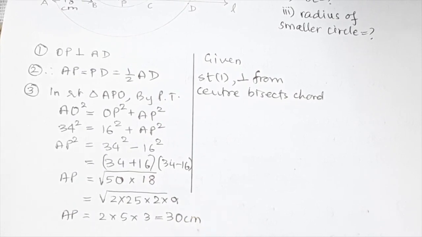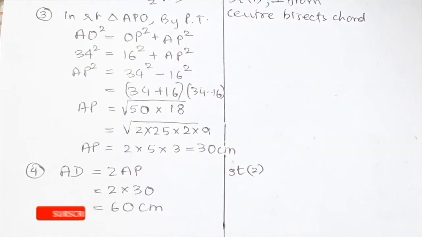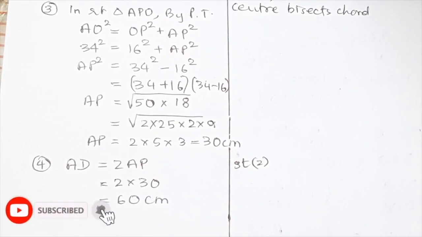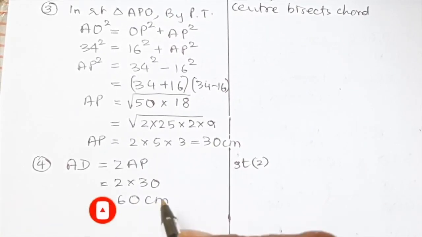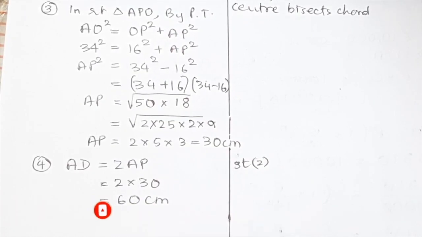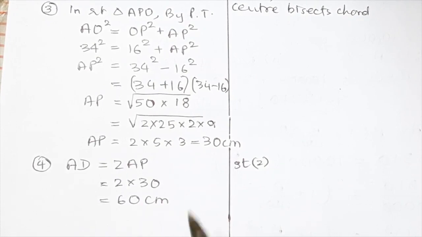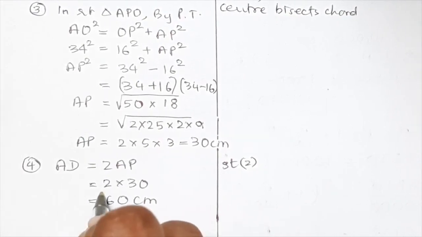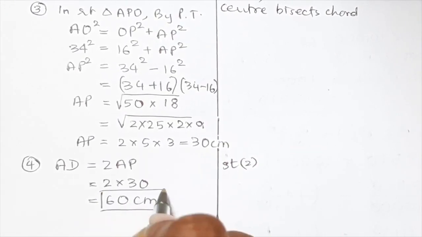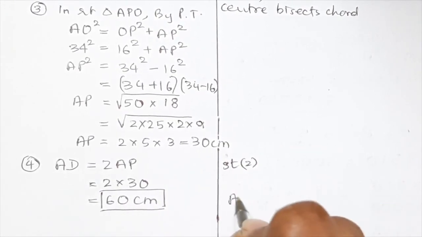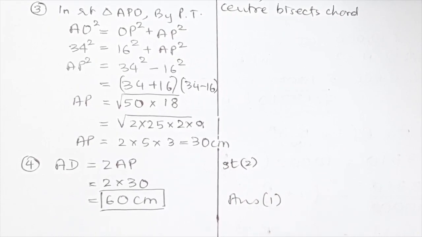Now we are asked to find AD. So you will say statement number 4. Your AD is going to be equal to twice AP. Statement number 2: AP is half AD, so AD becomes twice of that. So 2 into 30, which is equal to 60 centimeter. And that is our answer 1.